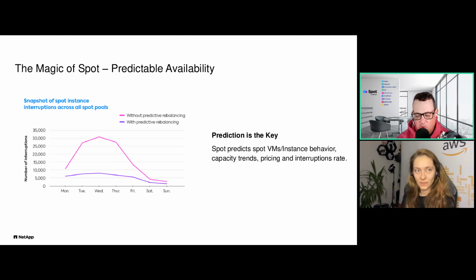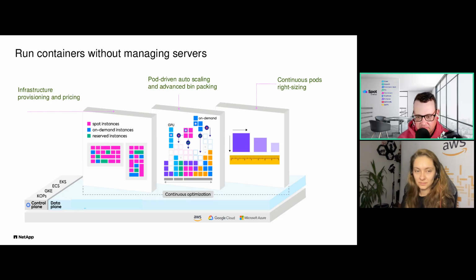And by being able to predict those interruptions, that means you stay online easier. And you can run containers without managing the infrastructure. We go back to that previous slide, but we have the spot instances here in pink. And that means we're using those instances. And then what we're doing is we're watching each pod, no matter where your control plane is, no matter what cloud you're in, to do pod-driven auto-scaling and bin packing.